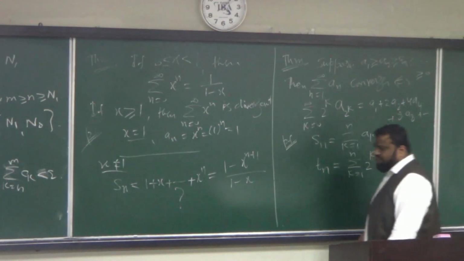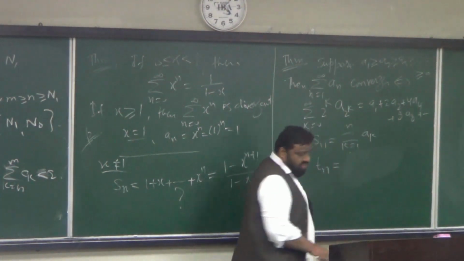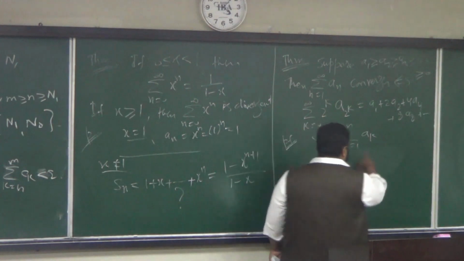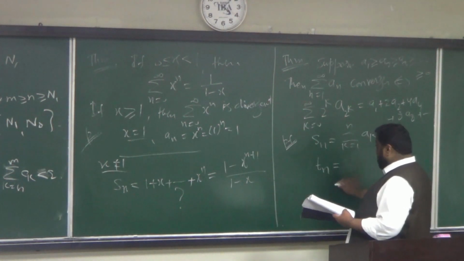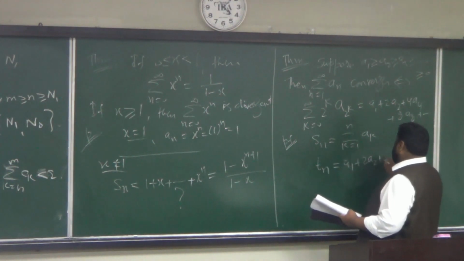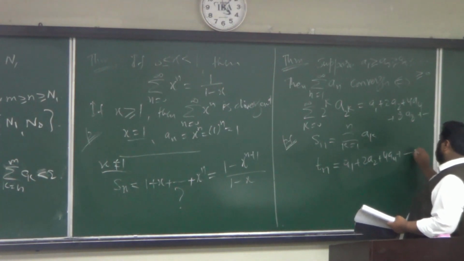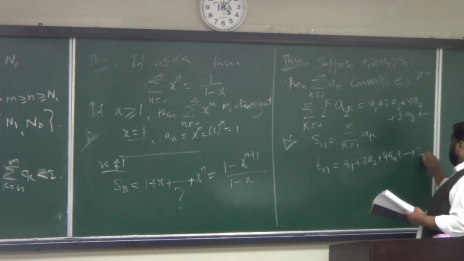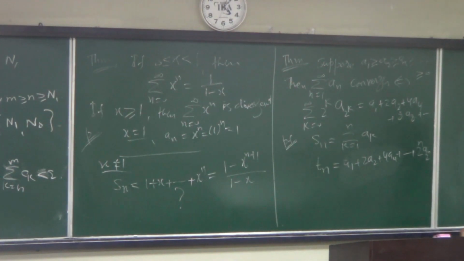Or if I write it more explicitly, it would be better, so that you can see what's going on. We'll make sense of it, but let me write this more explicitly. So T_n is a_1 plus 2a_2 plus 4a_4 plus up to 2^n a_{2^n}. Agreed?